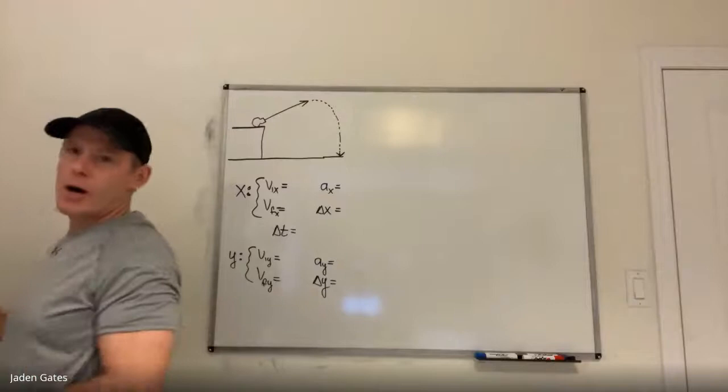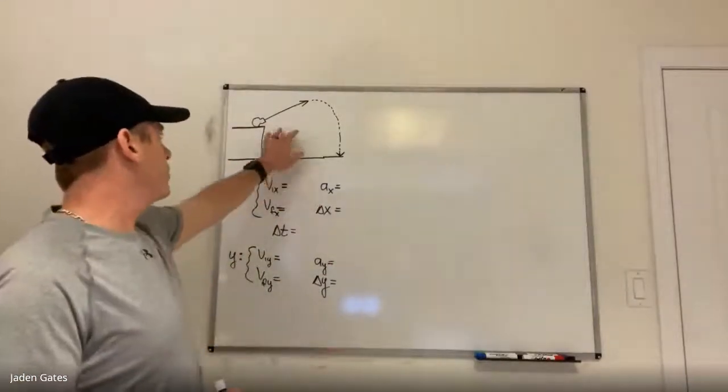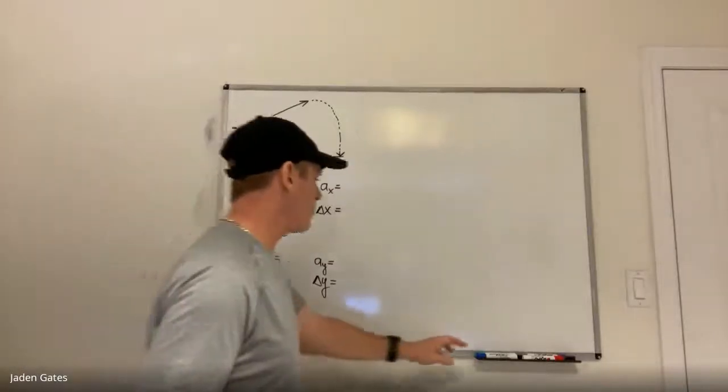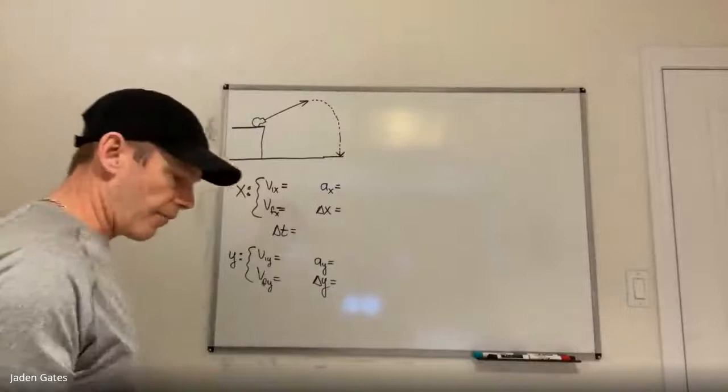All right, so we're into projectile motion part 2. Our second example talks about a cannonball being shot from the top of a cliff. Let me read the specifics here.